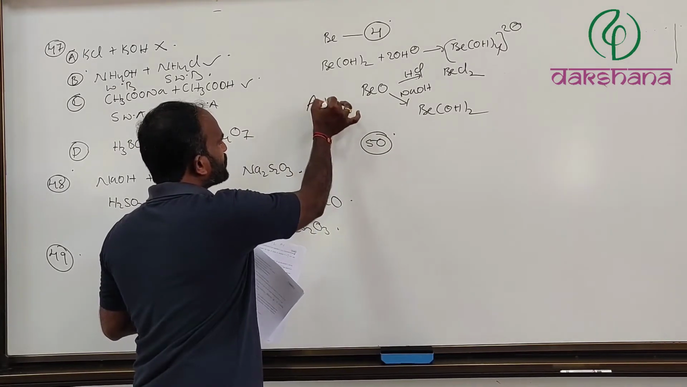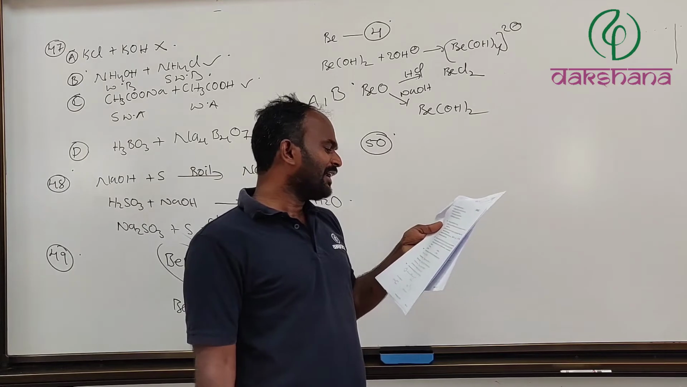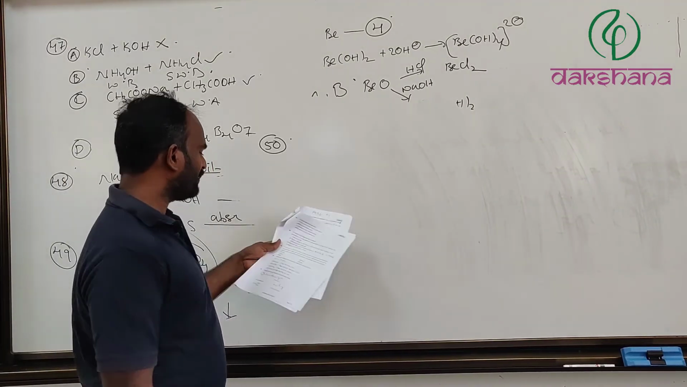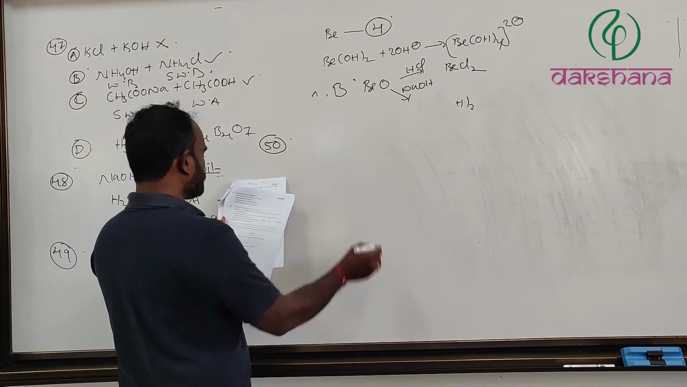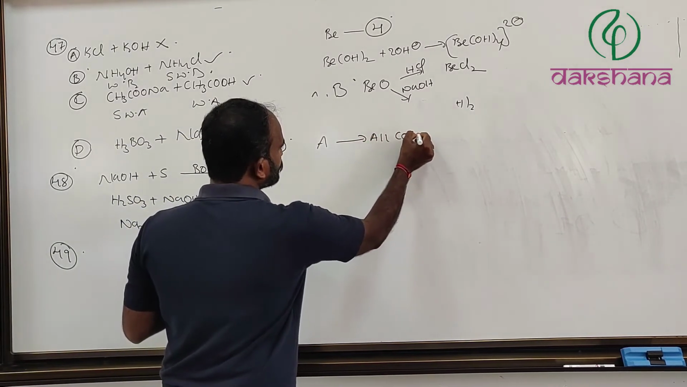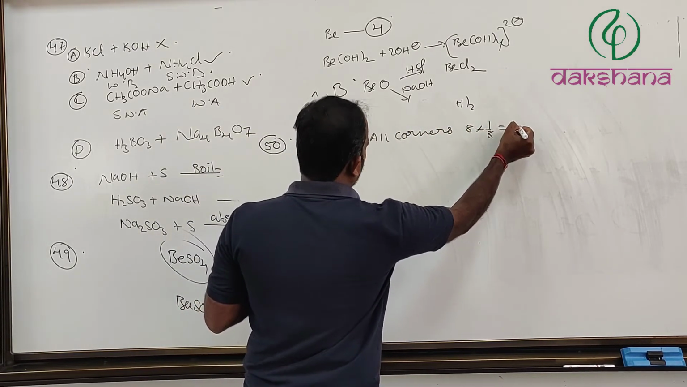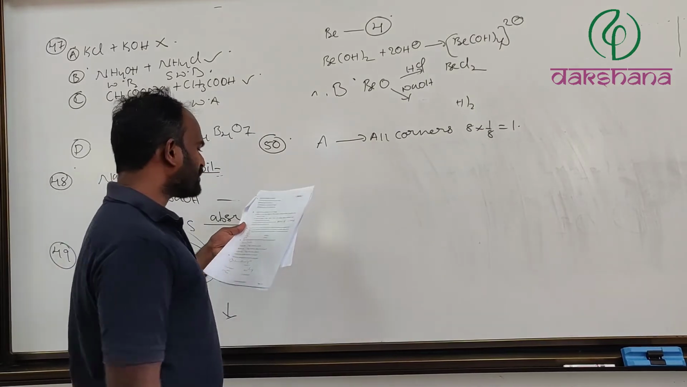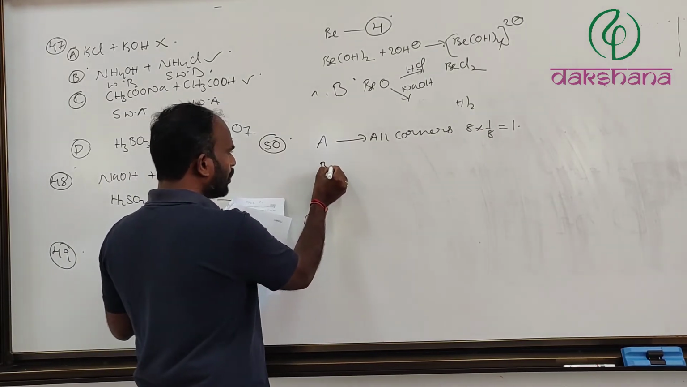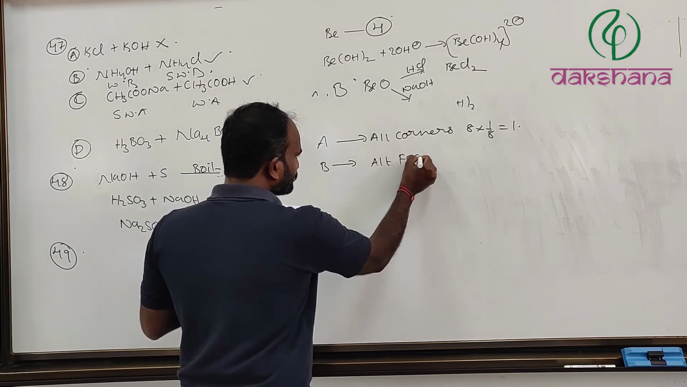Next, question number 50. Here the right options are A as well as B. In question number 50, in a cubic unit cell, atoms of A are present at all corners. Therefore, 8 into 1 divided by 8 equals 1. Atoms of B are present at non-adjacent face centers. Non-adjacent face centers are nothing but alternate face centers.